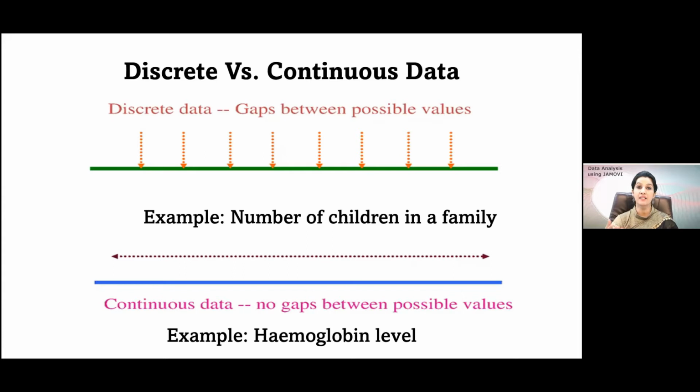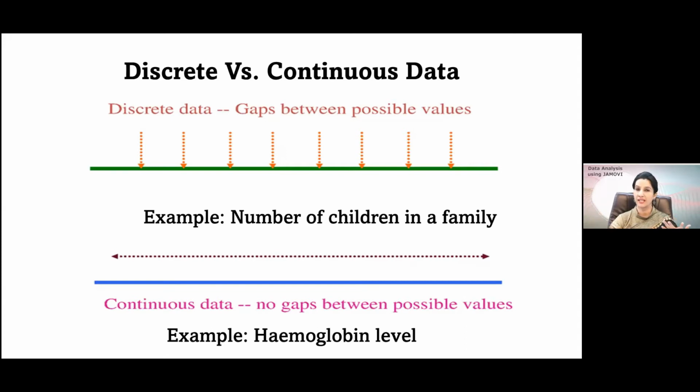The second is continuous. In continuous data, there is no gap between the possible values. Like the blood serum values which we measure, which have fractional values. So it can have any possible number. That is a continuous variable. All hemodynamic variables, all the variables which we measure on an individual, are continuous variables.